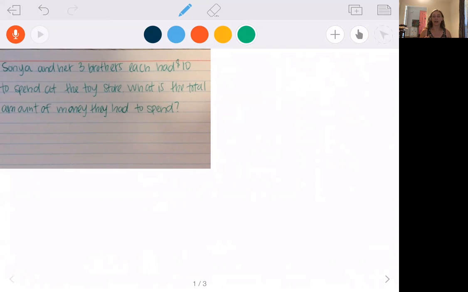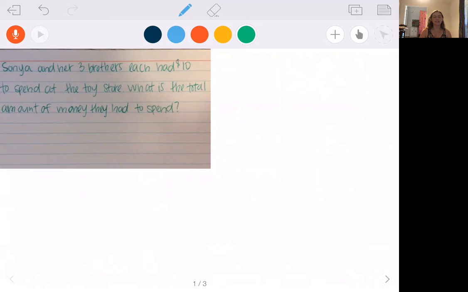All right, so we're going to look at them within word problems because it's still so important that we know how to do those word problems. So let's get started with our first example. The very first one says that Sonia and her 3 brothers each had $10 to spend at the toy store. What is the total amount of money that they had to spend?